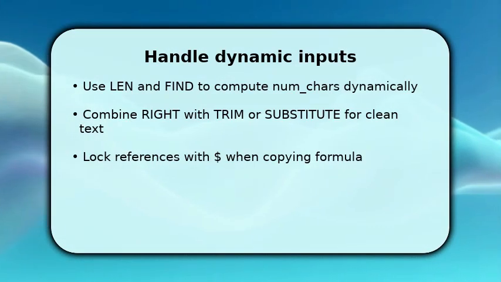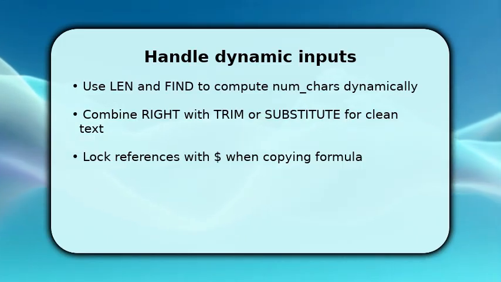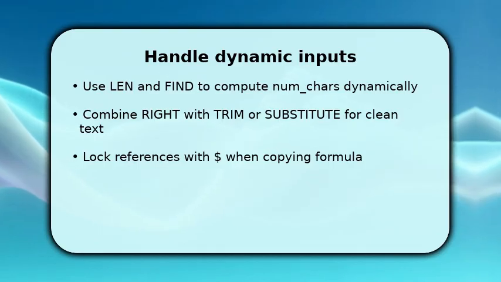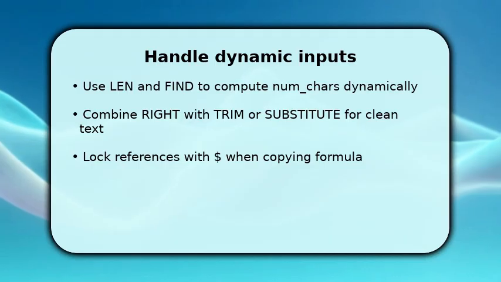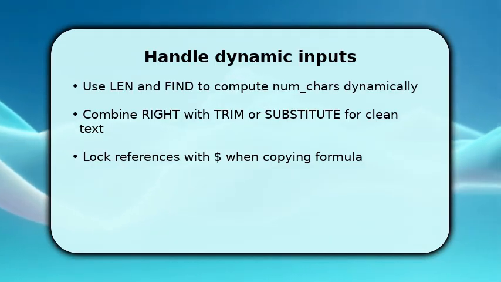Next, make RIGHT robust by calculating numchars dynamically. For example, use LEN, cell FIND, cell to extract after a delimiter, combine with TRIM to remove extra spaces, and SUBSTITUTE to remove unwanted characters before extraction.